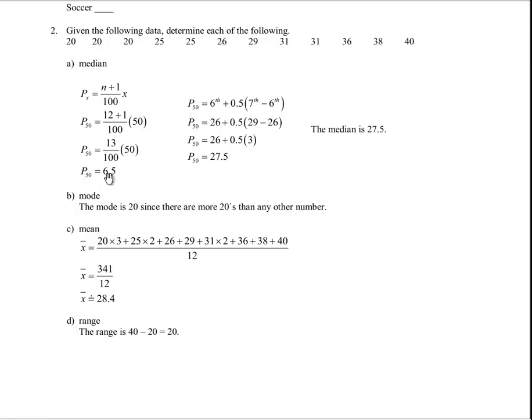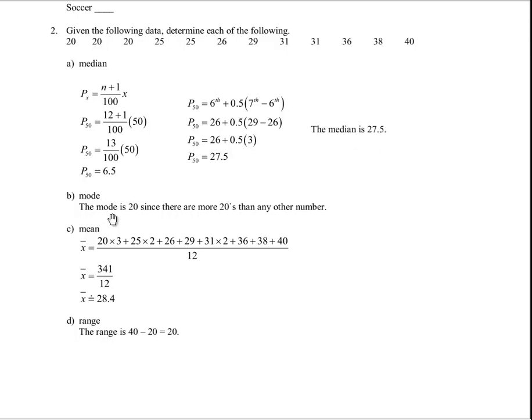And so that 6.5 means the median is the 6th number plus 0.5, or half the way from the 6th to the 7th number. So we use this formula. It's the 6th number plus that 0.5 times the distance between the 6th and 7th number. So 1, 2, 3, 4, 5, 6. The 6th number is 26. The 7th number is 29. So we would do 29 minus 26 here, which is 3. 3 times 0.5 is 1.5. Added to the 26 gives us 27.5. So 27.5 would be the median.